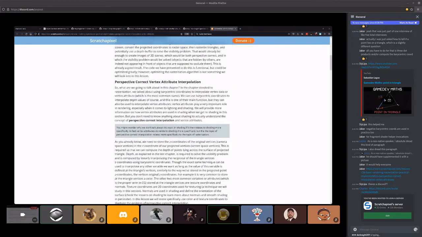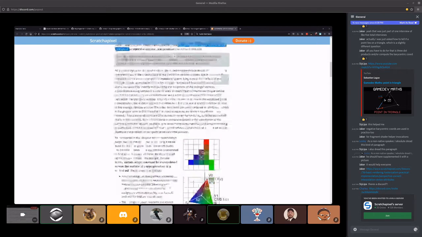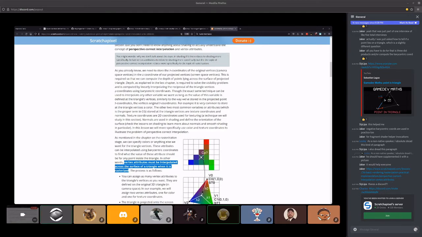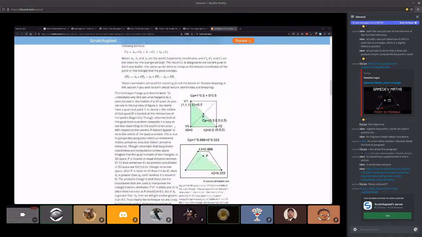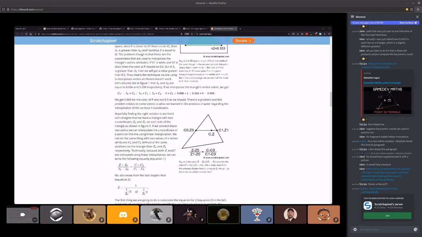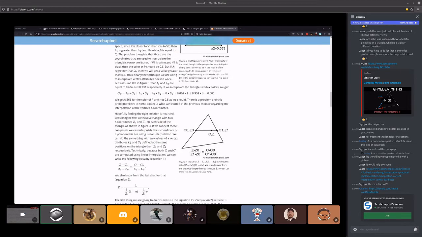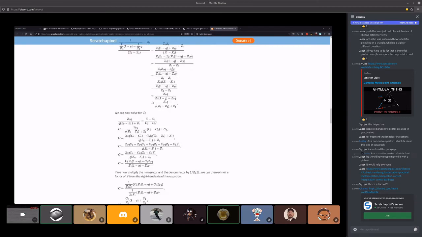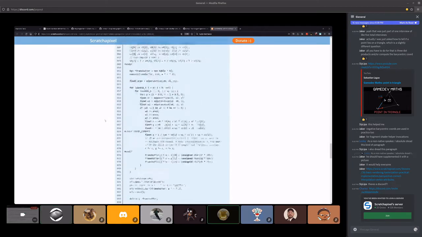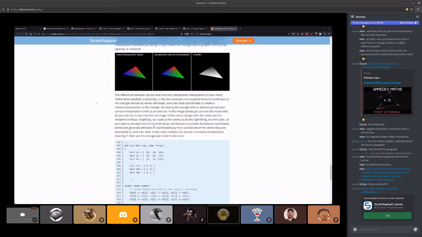Perspective correct vertex attribute interpolation. So we have to interpolate things correctly, but when we project them, it's nonlinear, so we can't just interpolate like before because the distances change. Yeah, this is, I think, what I was thinking of, because I've read this chapter and I subsequently forgot what it was. Oh, when it clicks, math. Okay, that makes sense.